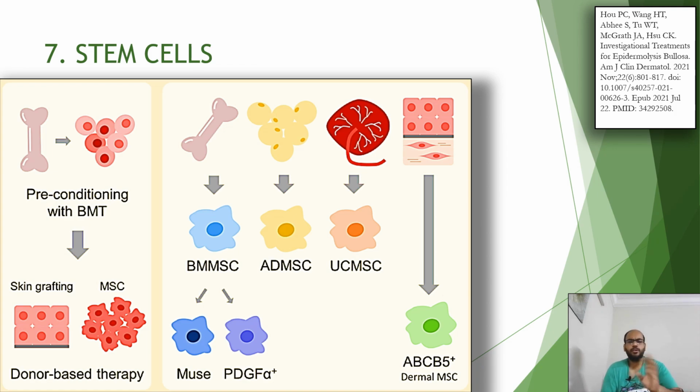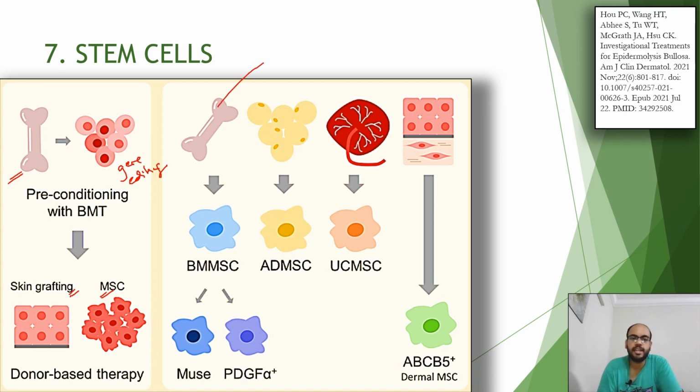Coming to stem cells, I won't diverge much here. In stem cells, what you do is you first take out some stem cells from the bone marrow, then you irradiate them, then you use gene editing to correct the problem. After gene editing, you convert them into skin grafts or mesenchymal stem cells, and then you again implant them on the erosions. Okay, same thing as the fibroblasts, but here the fibroblasts are replaced by stem cells.